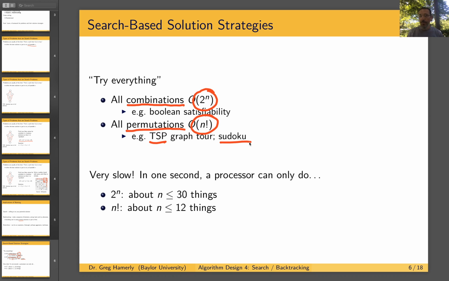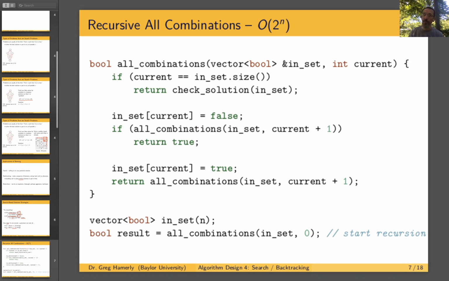Regardless of which type of solution we're talking about, combinations or permutations, if you actually do try all possible options, explore the entire solution space, it's going to be very slow. And that's why we call this brute force. If you think about what a processor can do in 1 second, if you're doing 2 to the n things, then you would have to keep n under about 30 in order to process all the options in 1 second. And if you're trying to permute n things, then you'd only be able to permute about 12 things in a second, because n factorial is just that large for n equals 12.